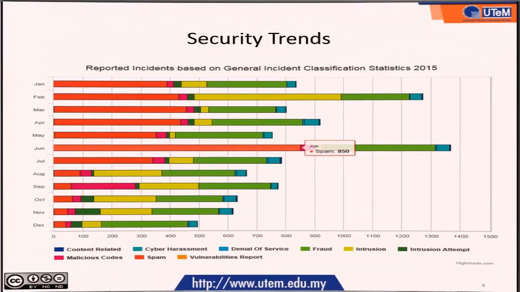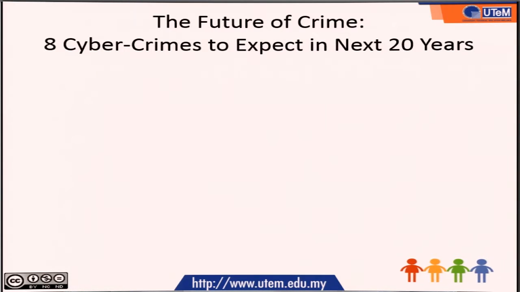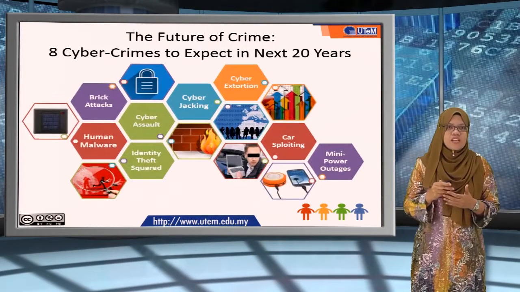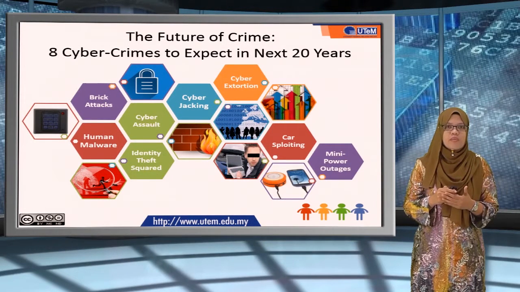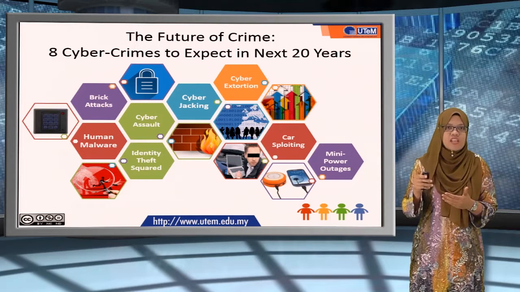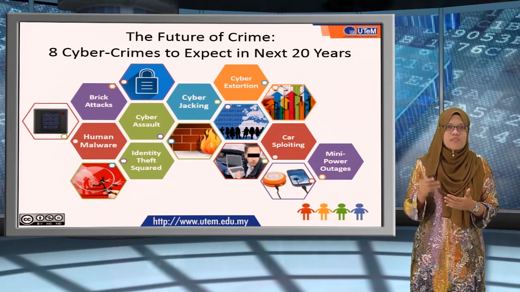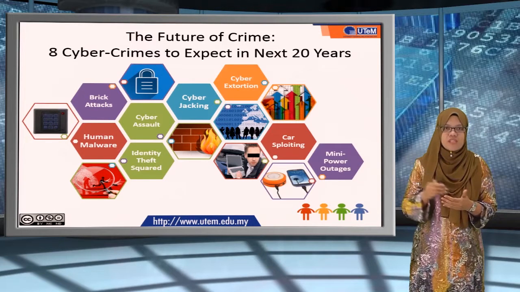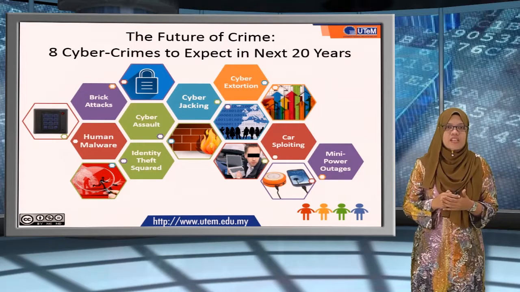In Malaysia, the security trends report by Cybersecurity Malaysia shows an increase in general incident classification. In 2015, we can see the incident pattern fluctuated, meaning it changes every month. As everything connects to the internet, we become more and more vulnerable to cybercrime. In the next 20 years, cyber crimes can be broken down into the following categories: brick attacks, human malware, cyber assault, identity theft squad, cyberjacking, cyber extortion, gasploiting, and mini power outage. This phenomenal rise of connected technology is a clear target for cyber criminals looking to capitalize on their newfound access to business.